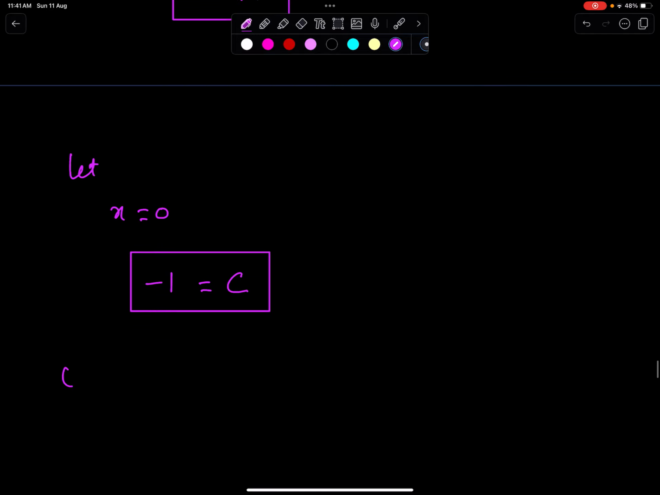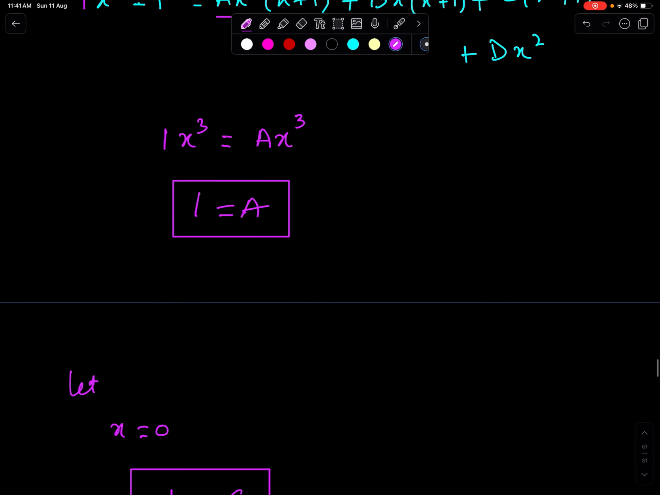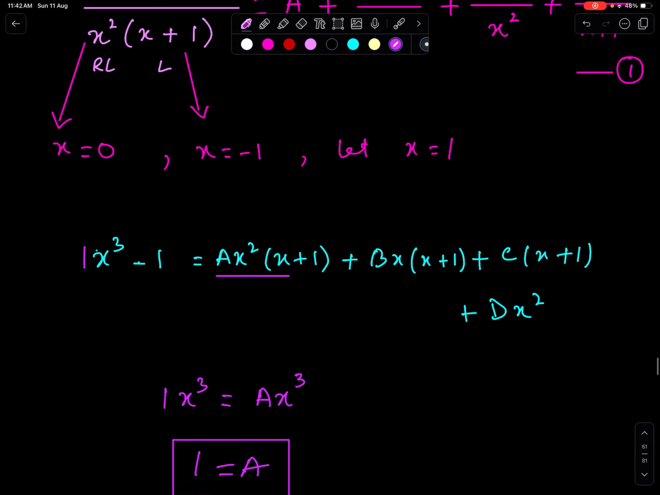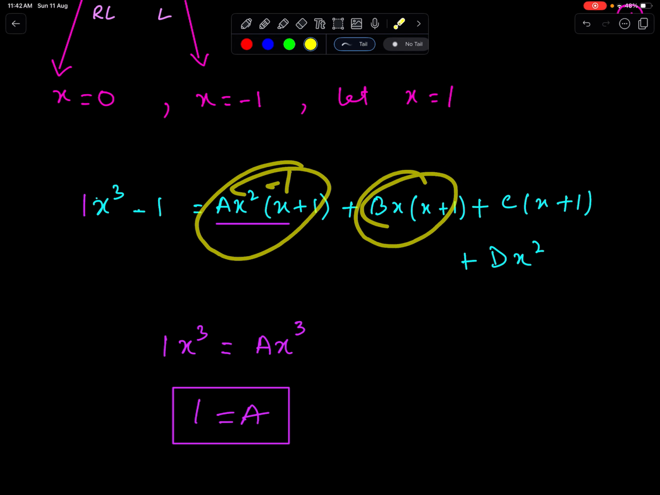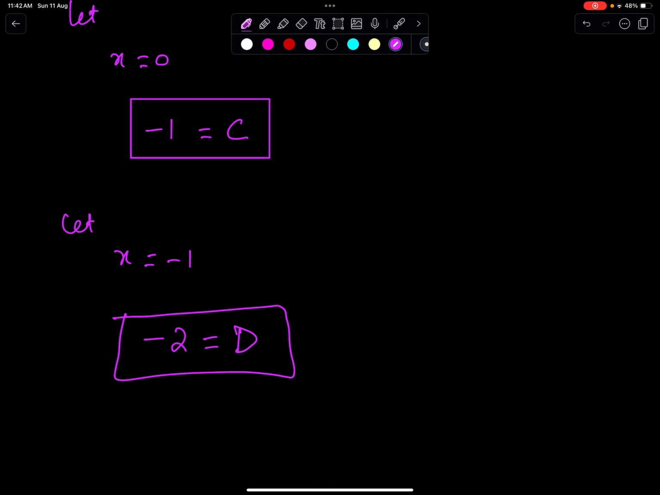Now substitute x is minus 1, the next value, this value, into this equation. So we'll get -2 on left side. On right side, this will become 0. When we will put -1 here, this will become 0. This will also become 0. This will also become 0. So we'll get only d. So d is -2.